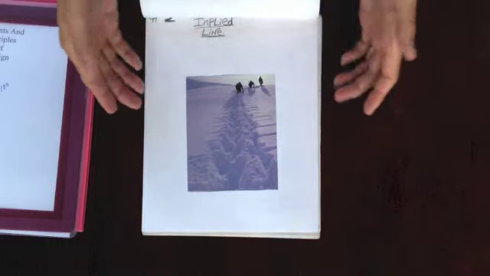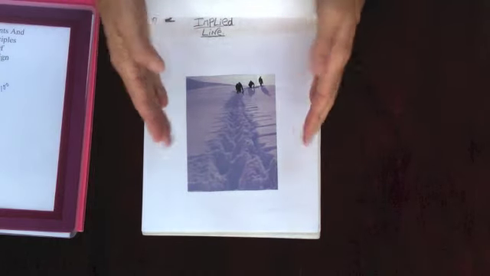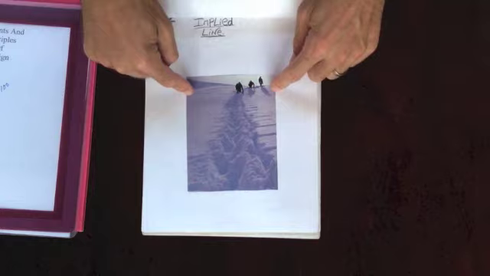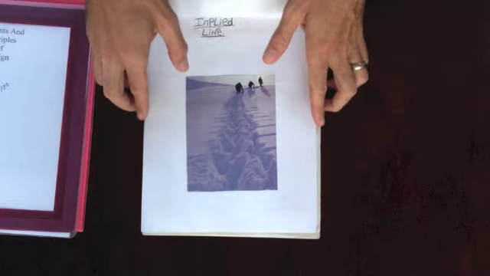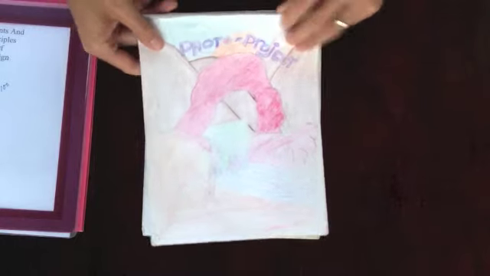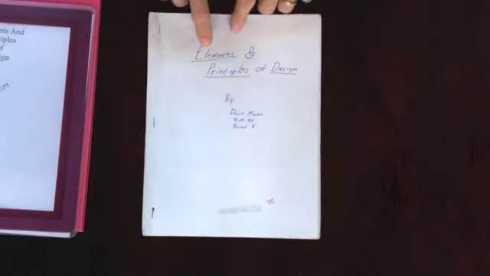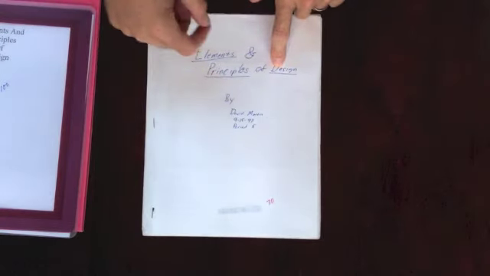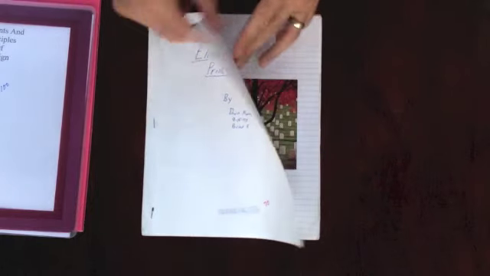I think you get the picture. Also, you'll notice this photograph has been mounted crooked. Try to make sure your images are square on the page. And let's see one more bad example. Well, this person has elements and principles of design in their name, but once again, it's not typed.